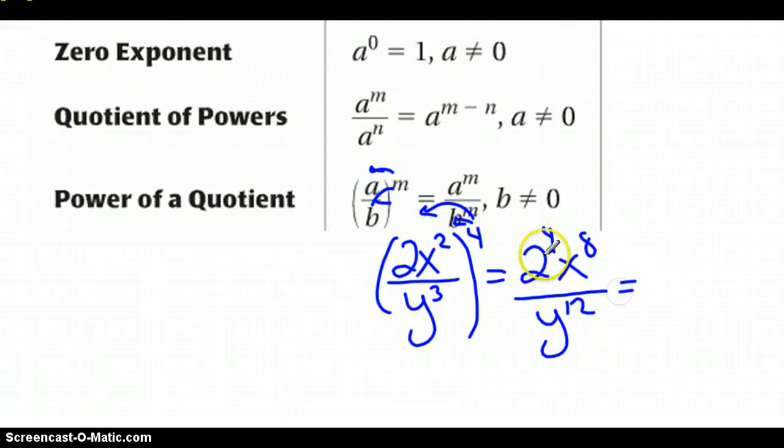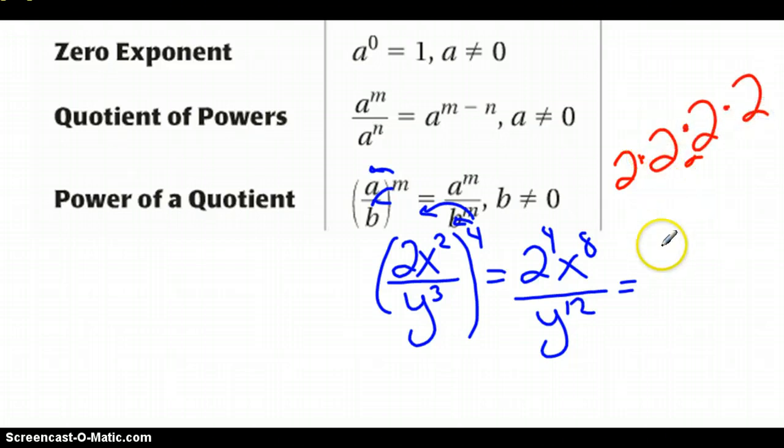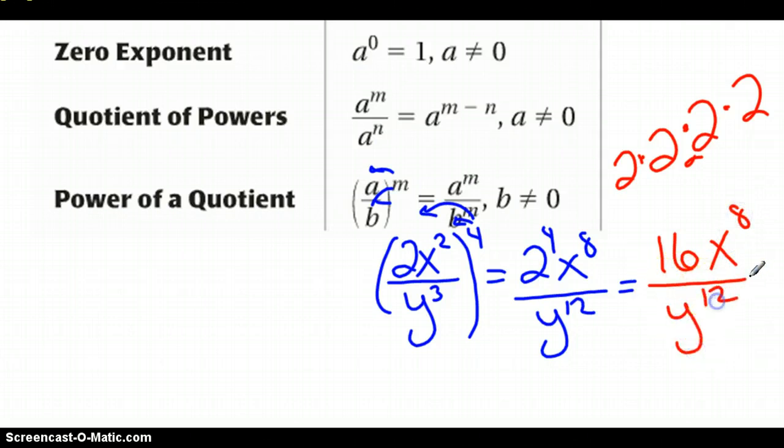And yes, you would have to simplify the 2 to the 4th, which is, again, 2 times 2 times 2 times 2. Okay, so that'd be 16x to the 8th over y to the 12th.